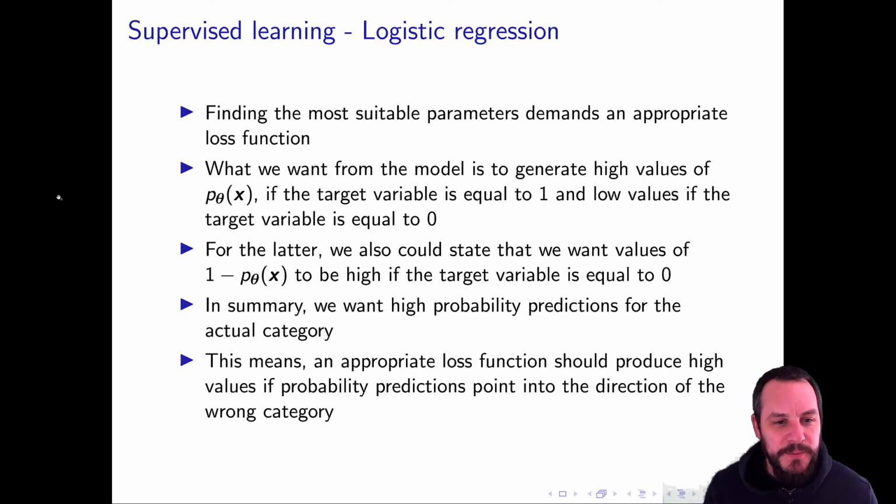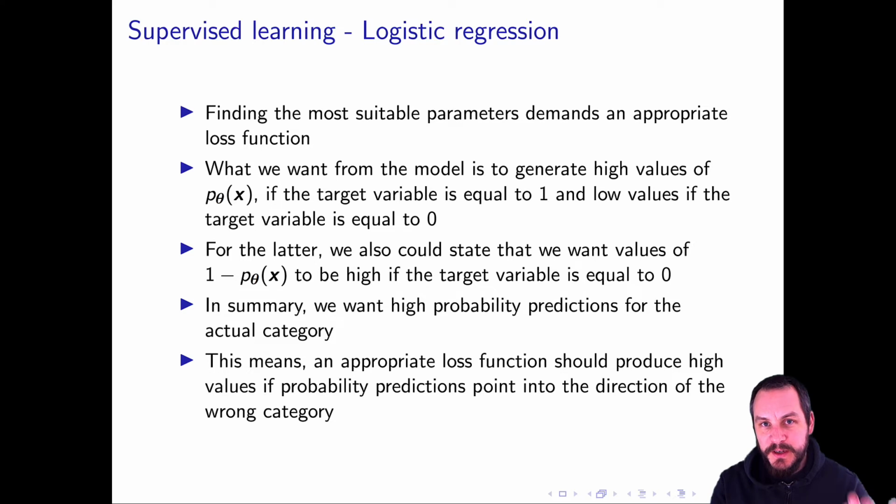So as you've seen before, for the linear regression model, it was quite intuitive to declare what is a good prediction and what is a bad prediction, because we have real valued numbers, and the aim of our model is that on average for all observations, the predictions should be as close as possible to the actual realizations. So we used the squared deviation between the prediction for the target variable and the actual observation.